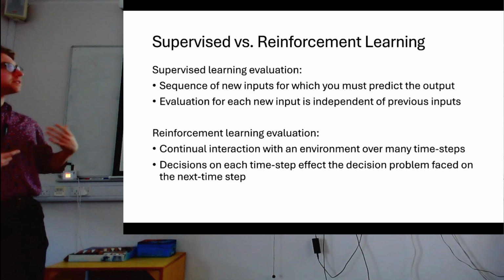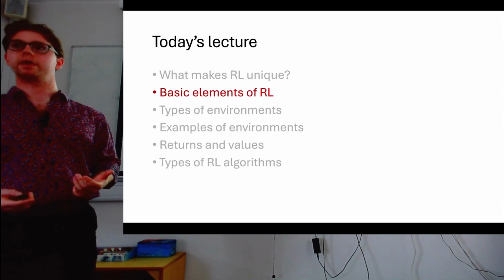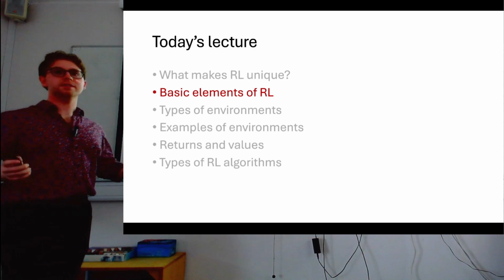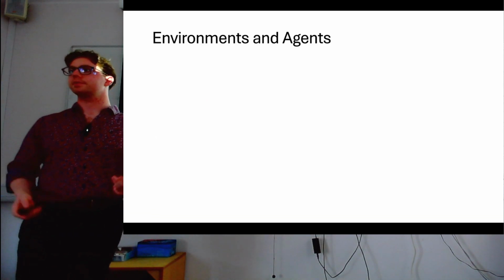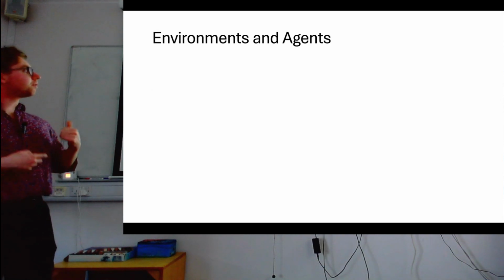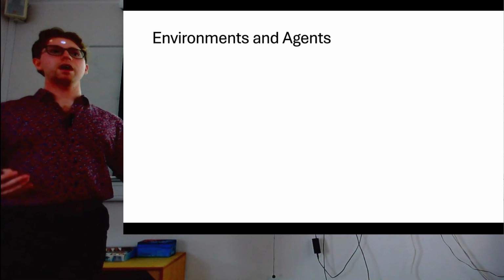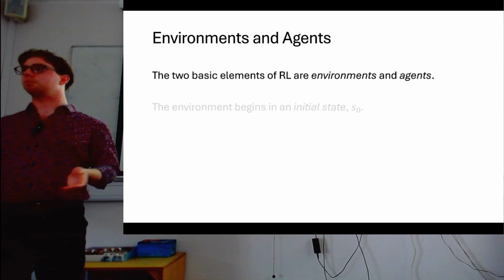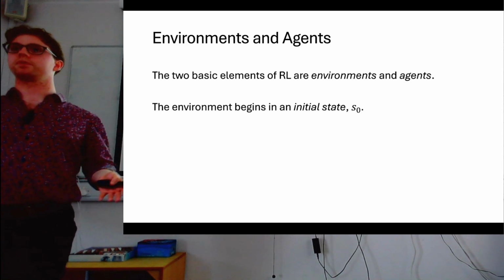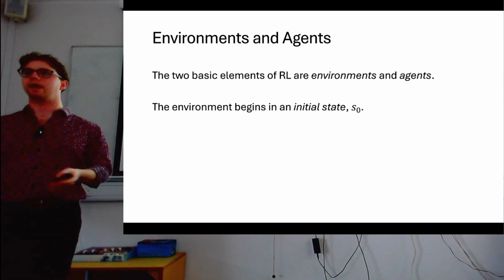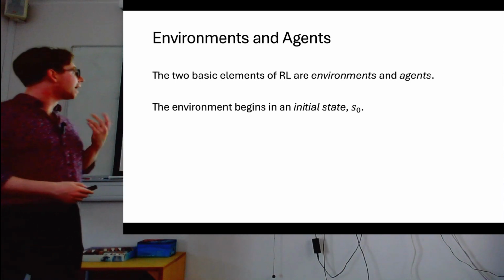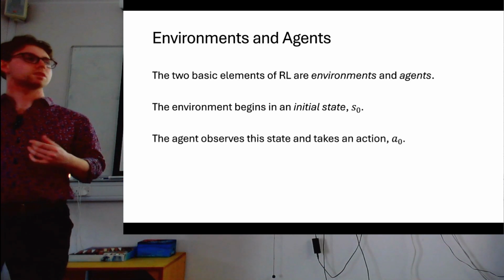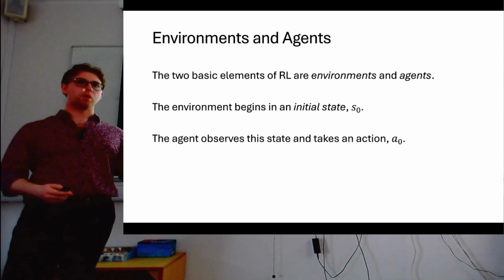Okay, so let's start building a vocabulary for reinforcement learning and understanding these basic terms. The two basic things that we're going to deal with are environments and agents. Okay? And the environment begins in some state. So this could be, for example, the starting state of a chessboard, right? You picture a chessboard, there's an initial state that it begins in, with the pieces laid out a certain way. And then the agent observes this state, so it gets to look at the current state that the environment's in, and decide, based upon that state, what action to take.